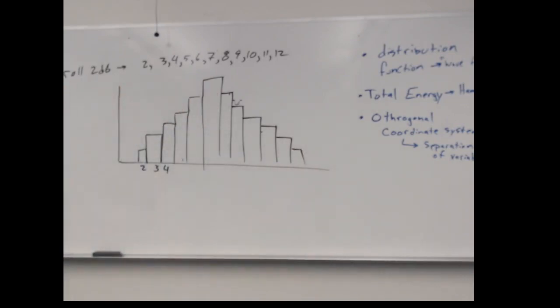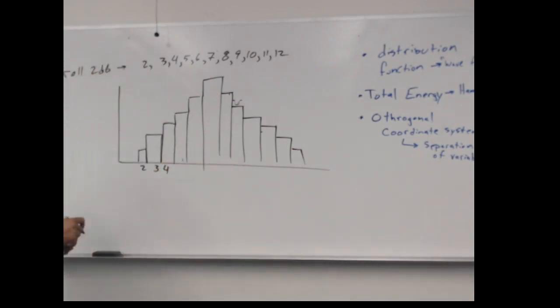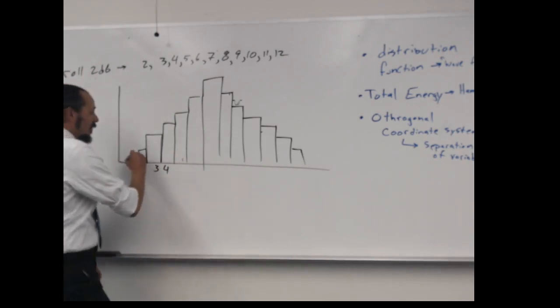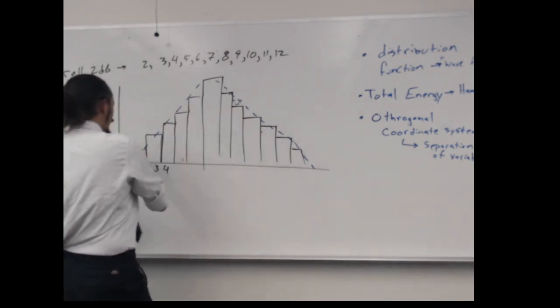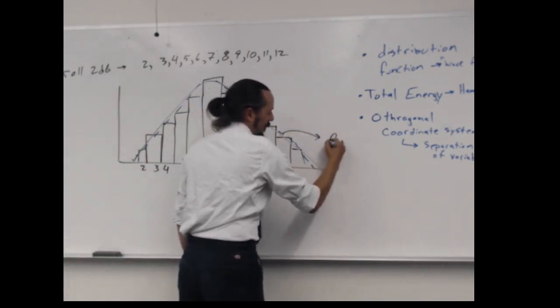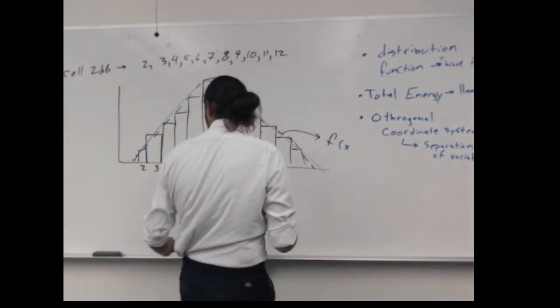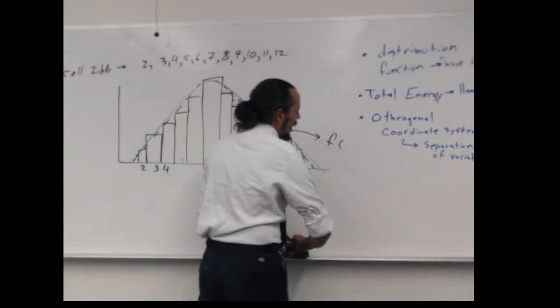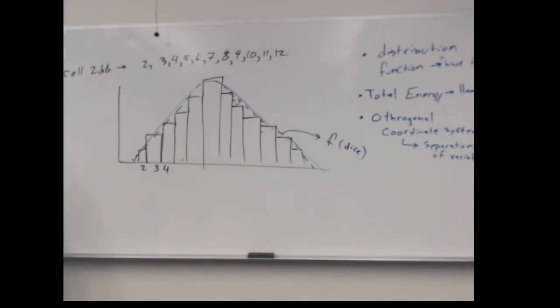Right, this is just with rolling 2d6. And I get this function, I get this distribution of possibilities. And if I wanted to, I could approximate this to a curve. Right, I've got this curve of possibilities. And I could relate this to, let's call this, my function of rolling dice. There's some curve that describes my probability of how I'm going to roll things.